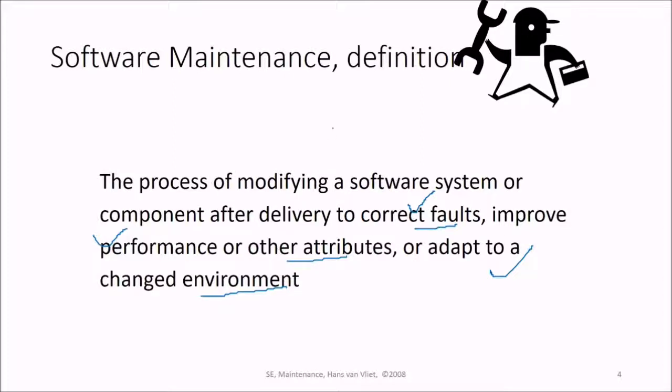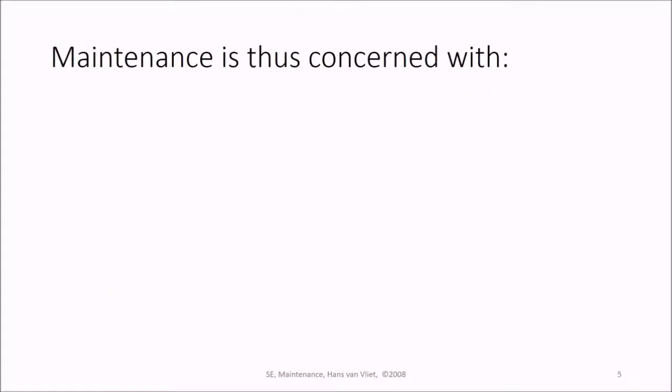So let us learn the software maintenance definition again. The process of modifying a software system. So maintenance means the modification of the software system or component once it has been delivered. Once you have delivered it, it is with the users now. Now you are subjected to correct the faults, improve the performance or other attributes, or to adapt to a changed environment. This is your software maintenance.